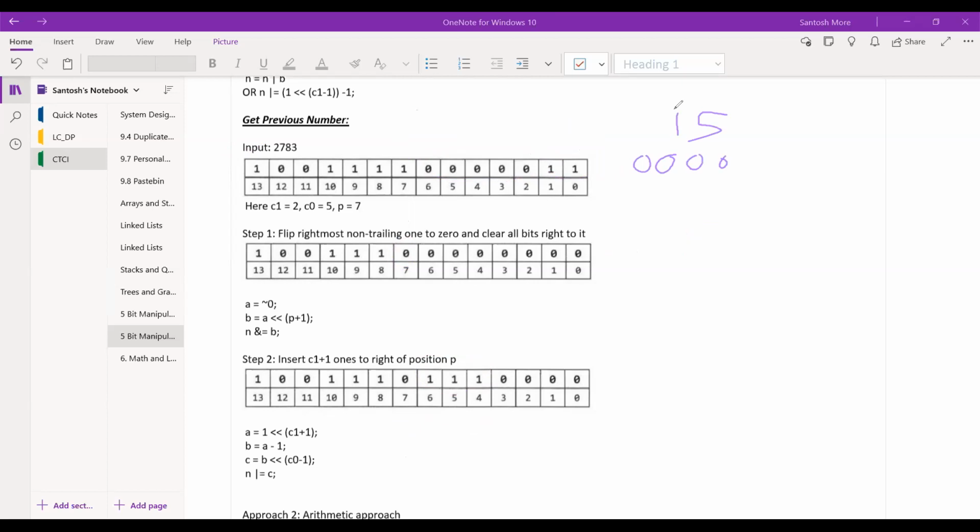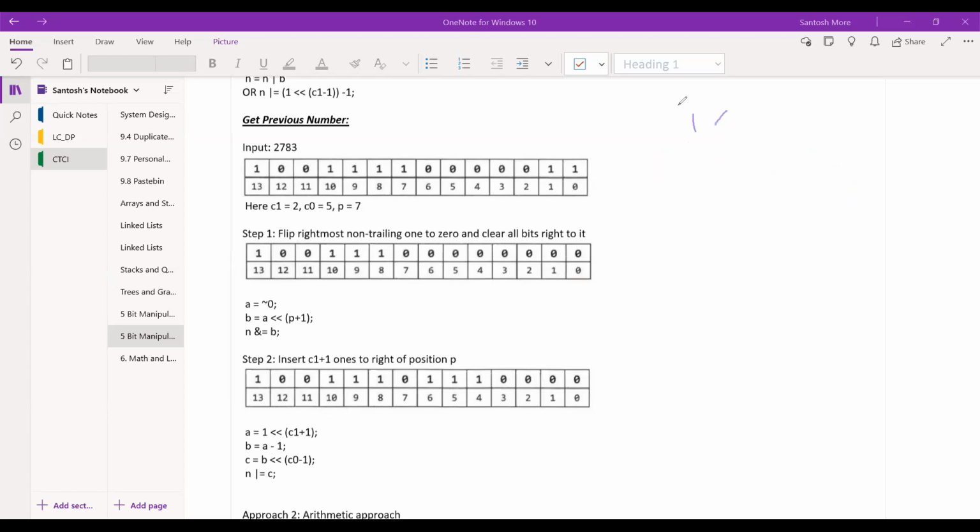In this, if you want to find the previous number, we have all these ones, which are 4, and the zeros are also 4, right? But 15 doesn't have a trailing zero over here. That can also work, but for our case, we'll take a trailing 0.